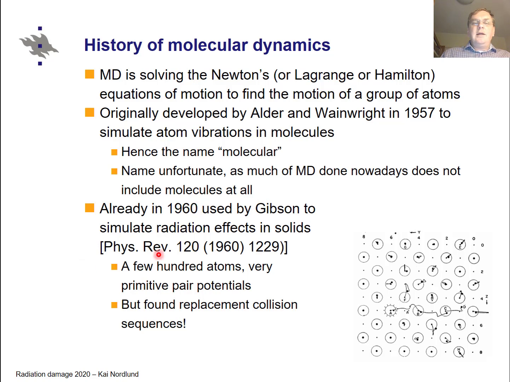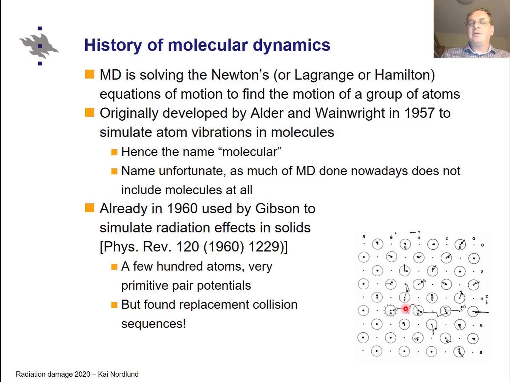Well, then after that, one of the very first uses of molecular dynamics in a larger system than a couple of atoms in a molecule was in 1960 by Gibson, who used it to simulate radiation effects in solids. What he and his collaborators did is they had an atom which got a recoil energy, and it moved a little bit, collided with a few other atoms, and these trajectories here are showing how the atoms were moving in this very small system. By current standards, this was very primitive simulation, with potentials that were purely repulsive and so on, but they did actually get one effect physically correct.